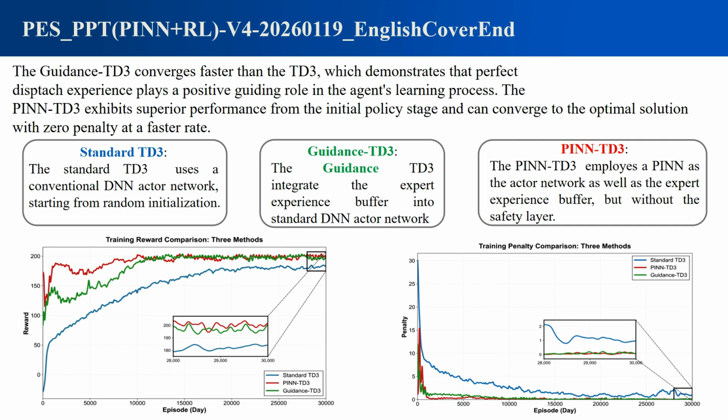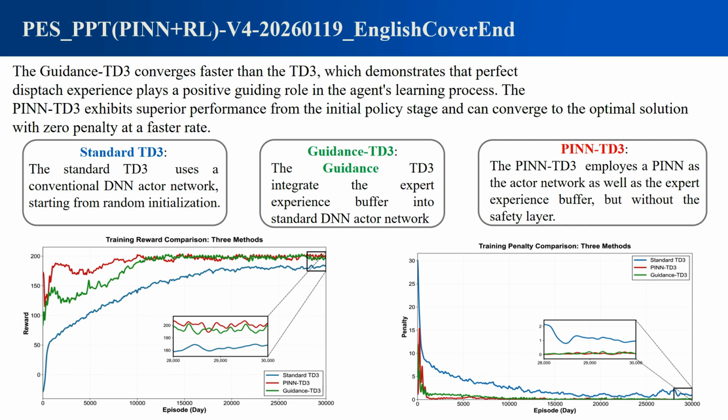PINN-TD3 starts high and approaches the upper reward region quickly, because the actor already carries physics and optimality information. The penalty plot tells the complementary story. Standard TD3 keeps a visible penalty tail, while the two guided methods drive penalties toward zero much faster. The inset at the final episodes shows that PINN TD3 and guidance TD3 stay close to zero, while the standard method still has residual violation.